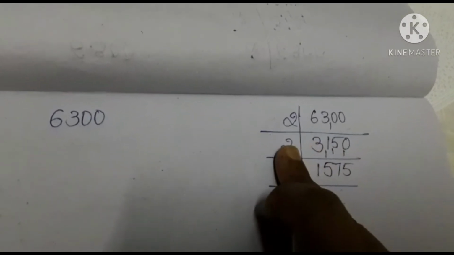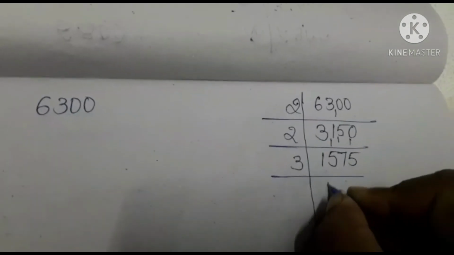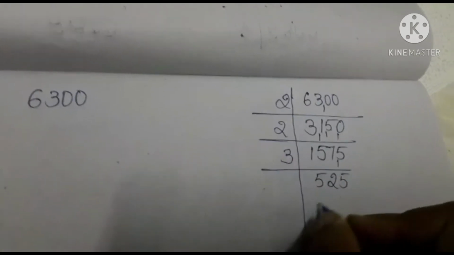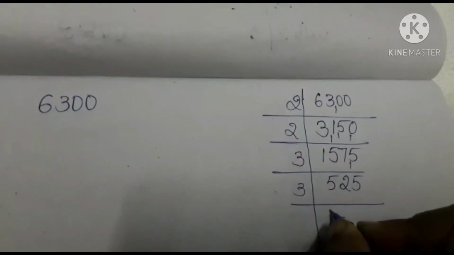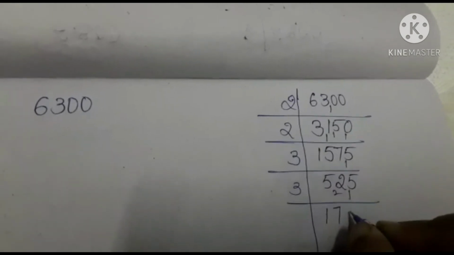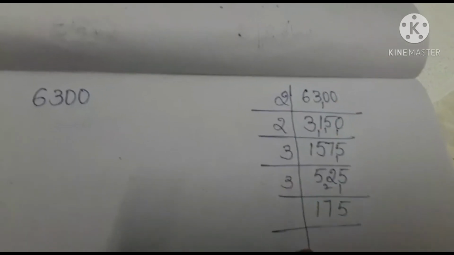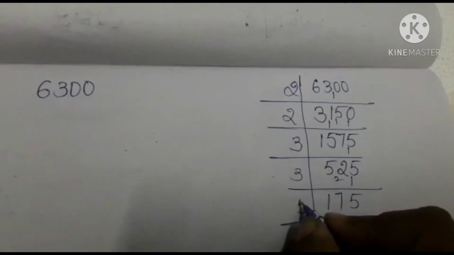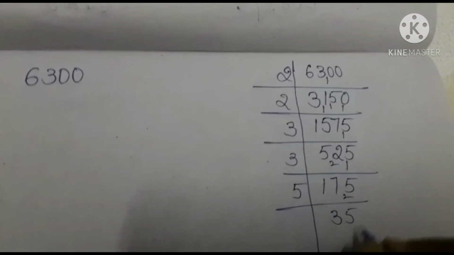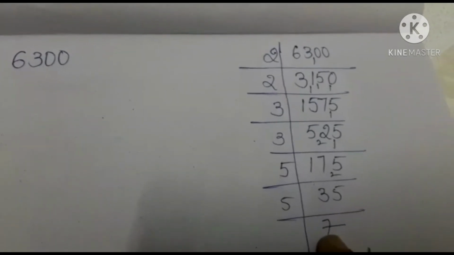So 1575 divided by 2 is not possible. And one more prime number, 3. 3 5s are 15. 3 2s are 6. 3 5s are 15. Now 3 1s are 3. Carry 2. 3 7s are 21. Carry 1. 3 5s are 15. So 175 divided by 2 is not possible. So another prime number, 5. 5 3s are 15. 5 5s are 25. Now 5 7s are 35. 7 is a prime number, so ending with prime number.